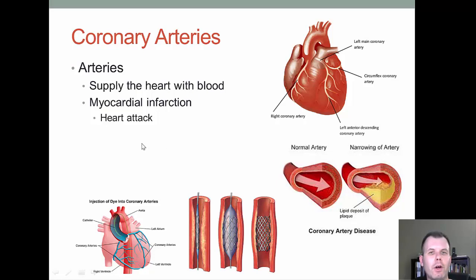Now, what happens if you have a heart attack? Well, the first thing you should do is always call 911. Don't wait.